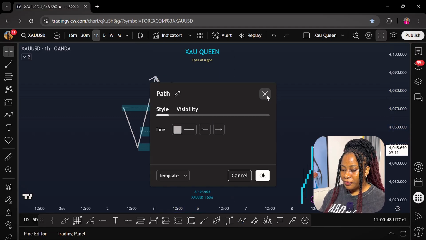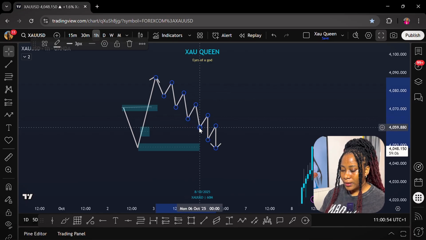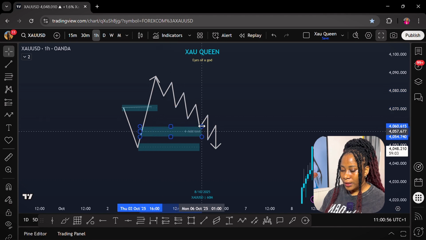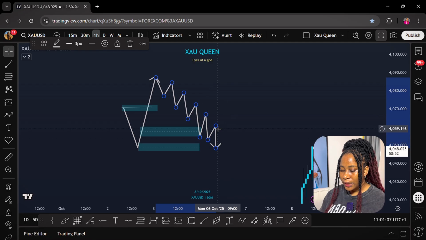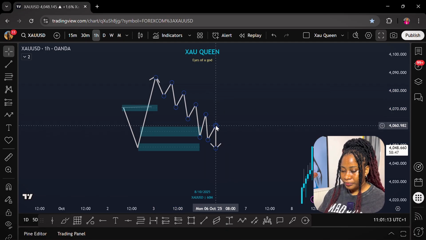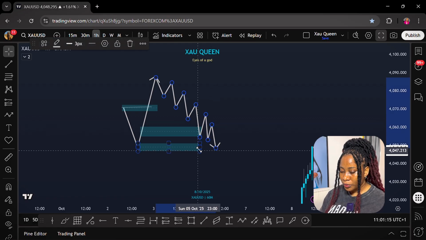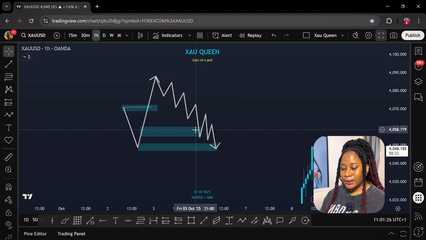Now, if you probably did not wait for confirmation entry on this, you would have just gotten stopped out. Yeah? You would have just gotten stopped out, and price would have come to use this extreme POI. But if you had used confirmation entry, you would have probably avoided this stop loss.